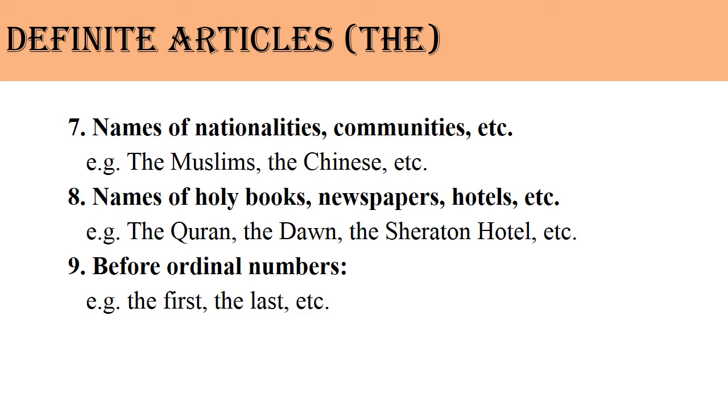Definite articles are also used with the names of nationalities, communities, etc. Example, the Muslims, the Chinese, etc. They are also used with the names of holy books, newspapers, and hotels. Example, the Quran, the Dawn, the Sheraton Hotel, etc. Before ordinal numbers. For example, the first, the last, etc.